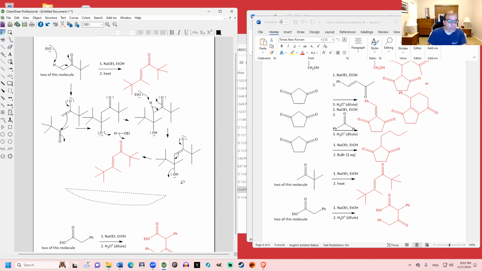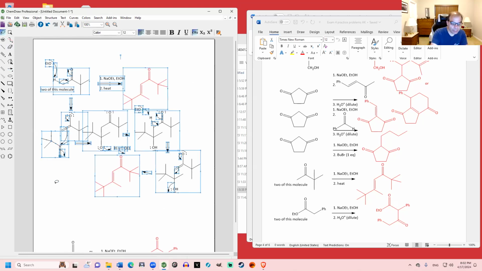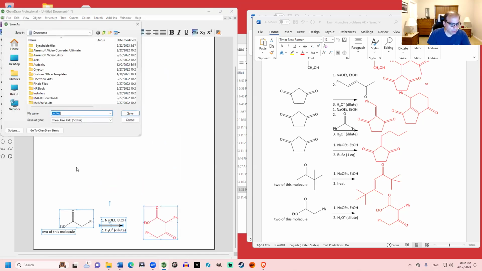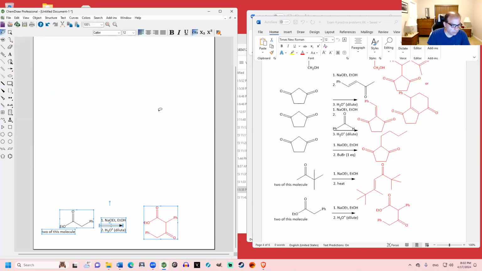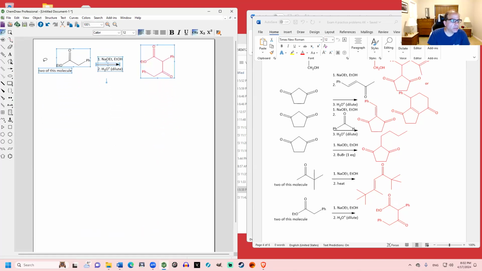The other question on this page, I'm taking the liberty of erasing quickly because it's going on video. The other reaction on this page is going to be a Claisen condensation reaction. And the way you know that is you're given an ester with at least one alpha proton. So our acceptor molecule is going to be an ester.